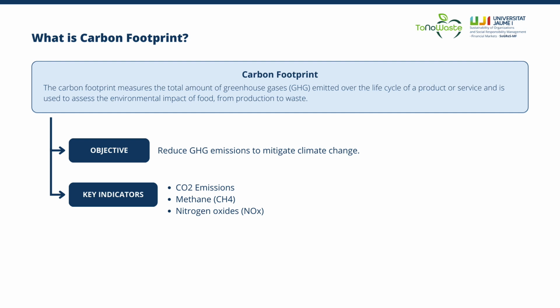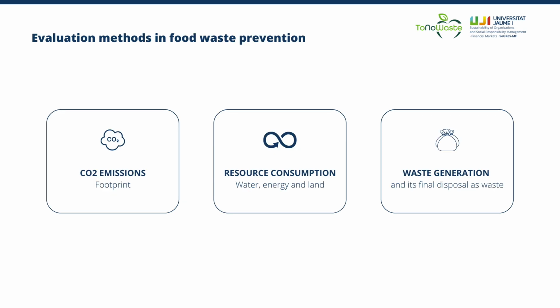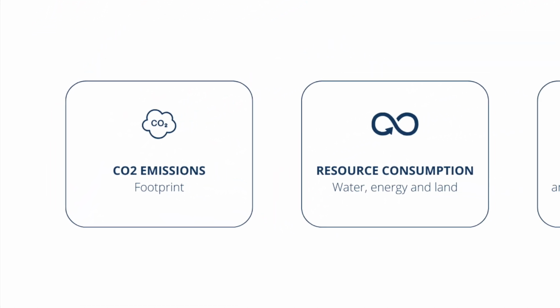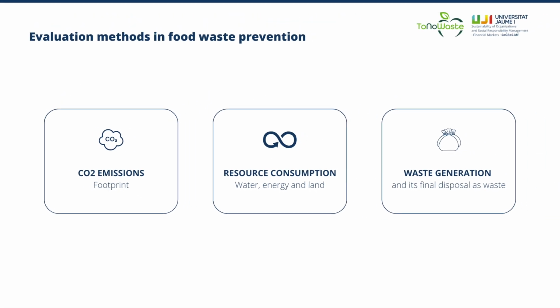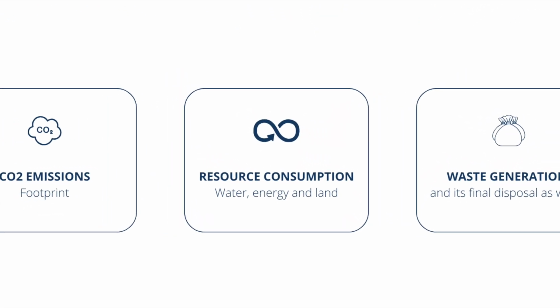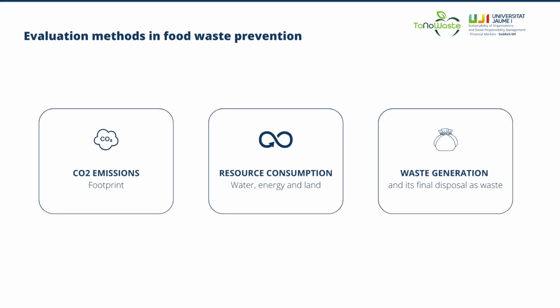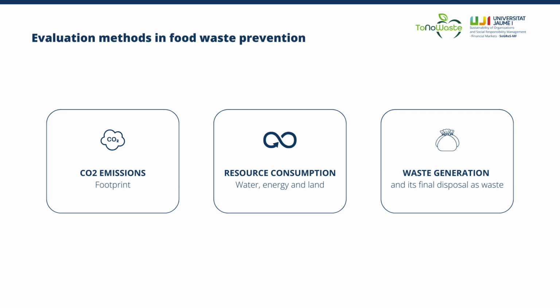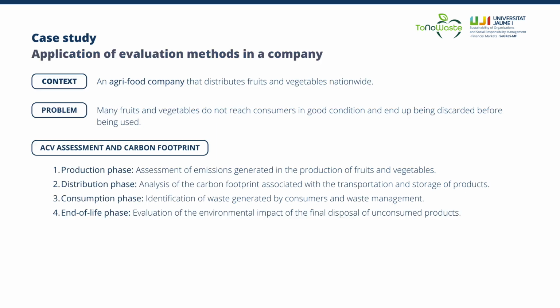impact on climate change. When assessing sustainability in food waste prevention, methods such as life cycle analysis, LCA, and carbon footprinting are used to measure the impact of food products in the case of the ToNoWaste project, in terms of resource consumption, greenhouse gas emissions, and waste generation. These tools allow us to identify possible improvements that can be applied along the food chain in order to implement effective solutions to reduce impacts.